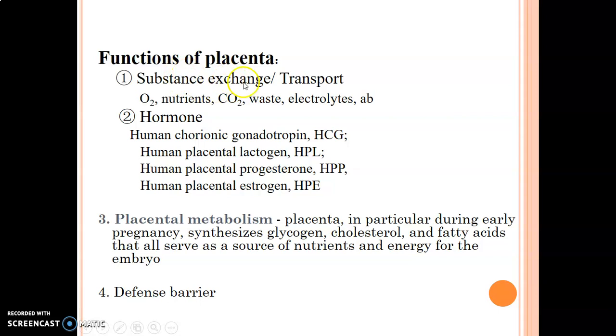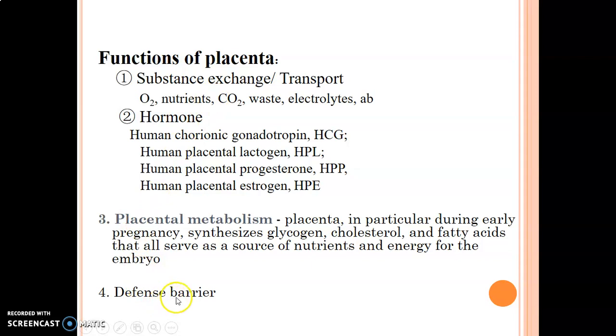So the placenta will help to exchange or carry out transport of oxygen, nutrients, carbon dioxide, waste, electrolytes, and antibodies. It produces hormones such as human chorionic gonadotropin, human placental lactogen, progesterone, and estrogen that support the developing fetus. Then the placenta carries out metabolism in early pregnancy. It's able to synthesize glycogen, cholesterol, and fatty acids, and this produces a source of nutrients and energy for the embryo.